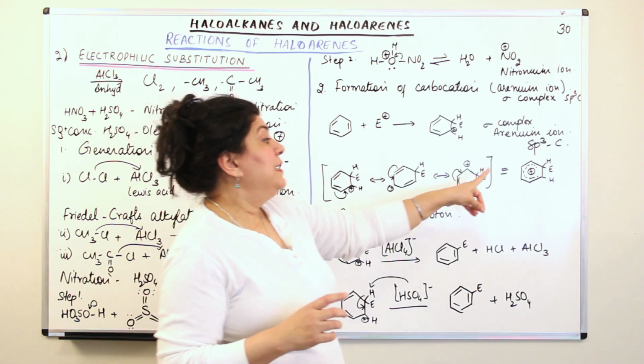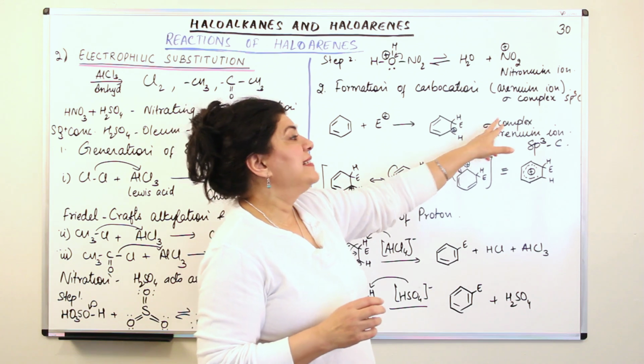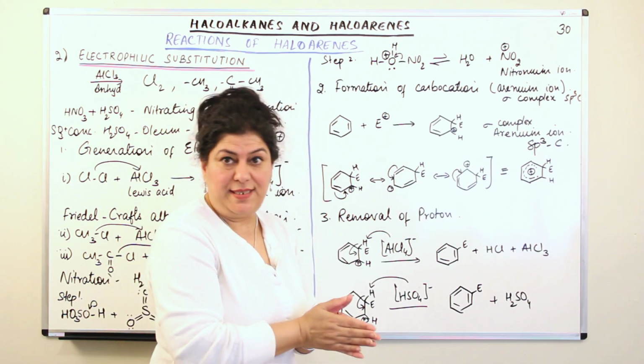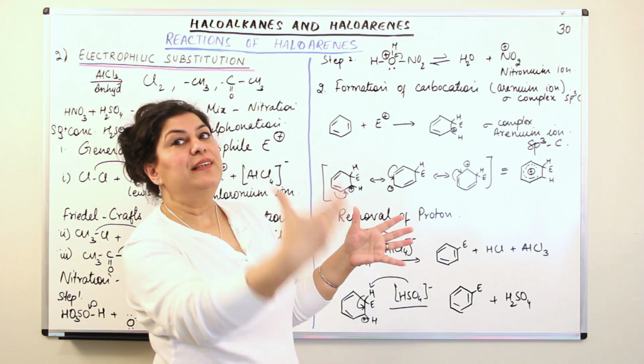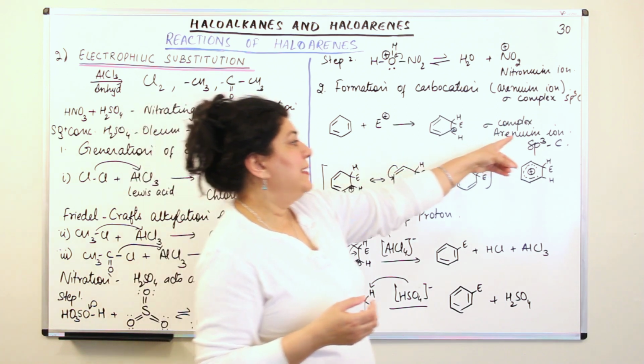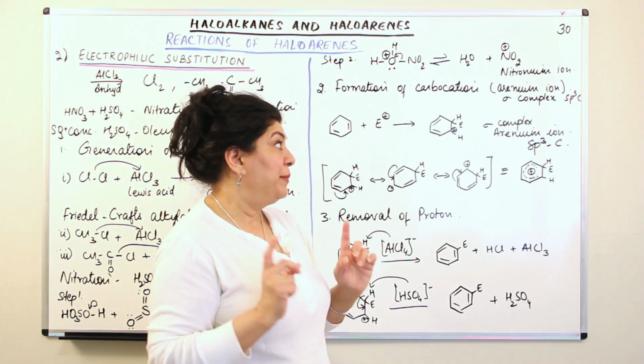This carbocation is known as the arenium ion. It is also known as the sigma complex. It is only an intermediate stage. It is not the final product yet. So it is known as the arenium ion. It is also known as sigma complex. You need to memorize this.